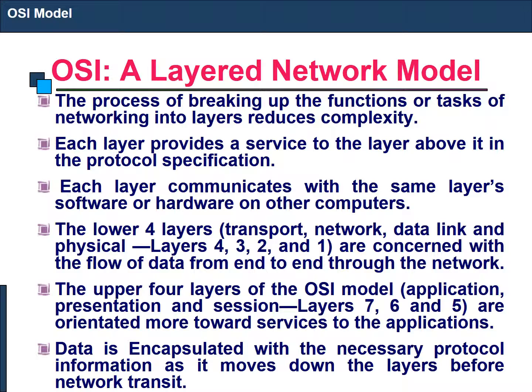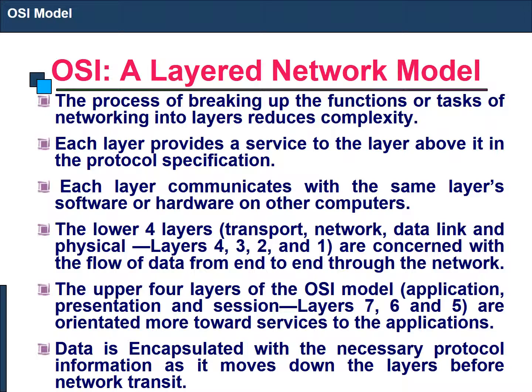The lower 4 layers, that is the transport, network, data link, and physical layers, are concerned with the flow of data from end to end through the network. But the upper layers, the application layer, presentation layer, and the session layer, are more oriented towards the services to the application, right?